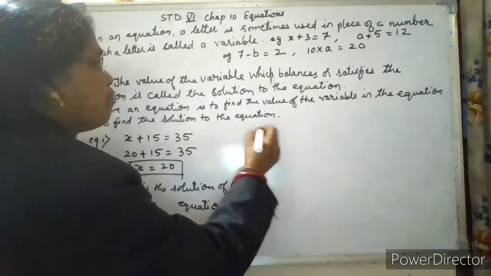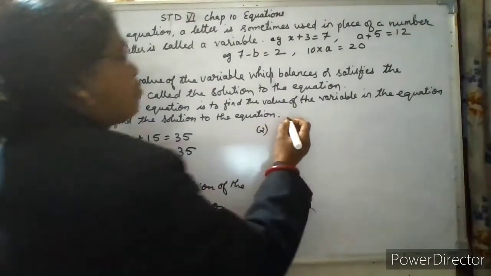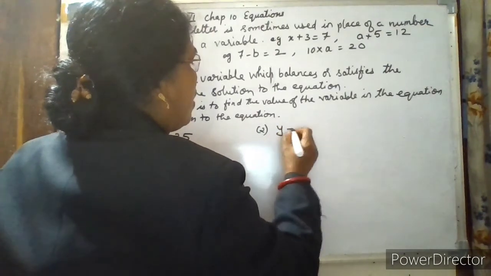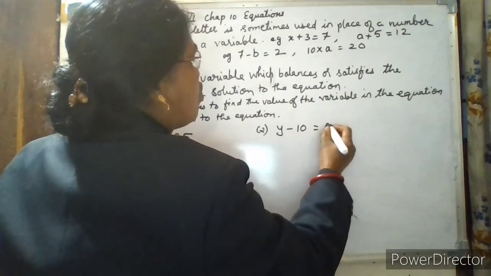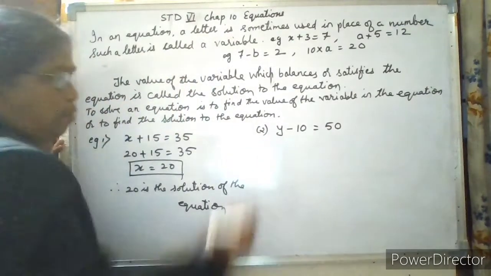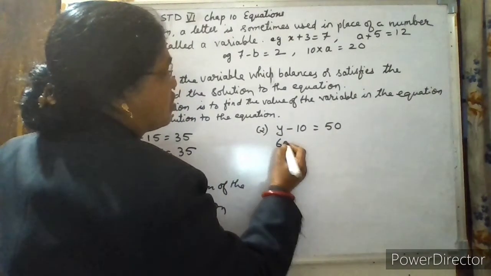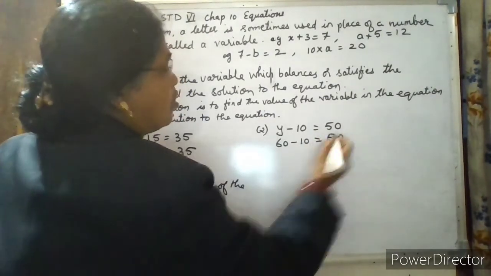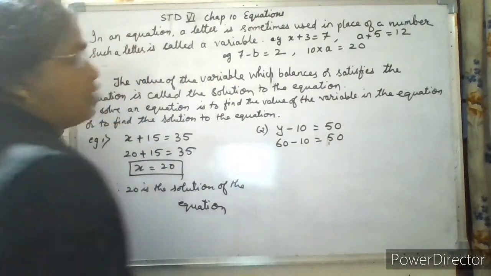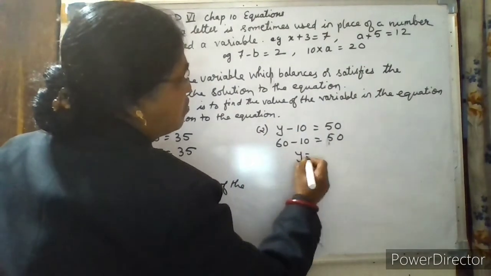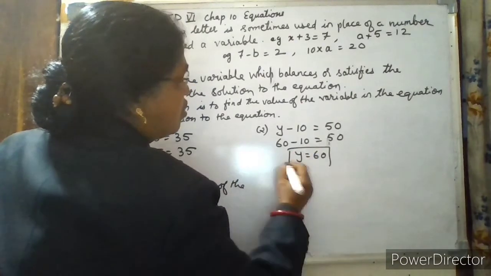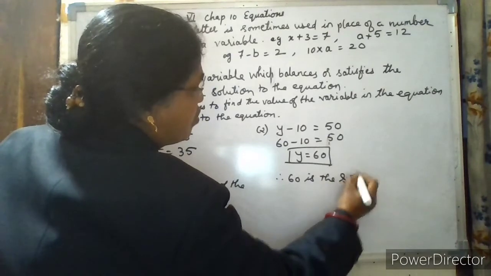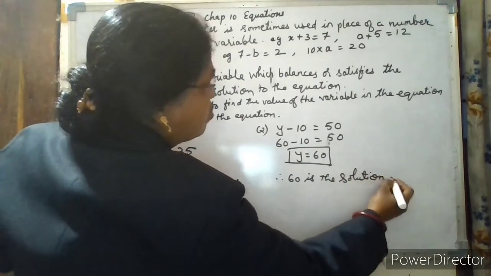Example 2: suppose y minus 10 equal to 50. In place of y, if I write here 60, 60 minus 10 will give you the value 50. Both left hand side and right hand side are equal. That means y is equal to 60. Therefore, 60 is the solution of the equation.